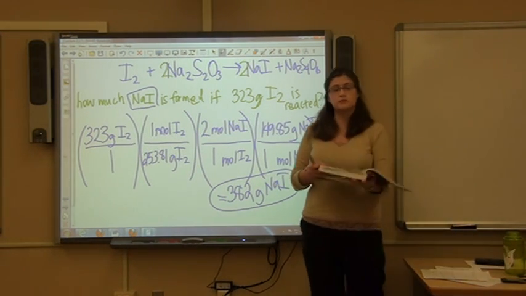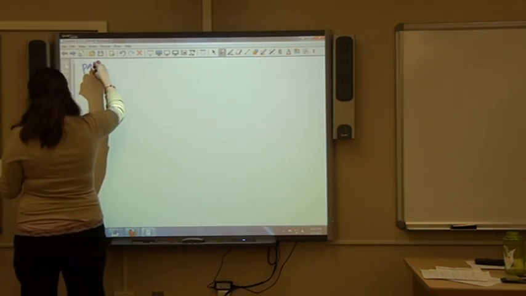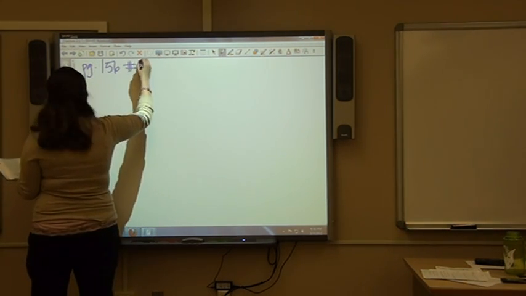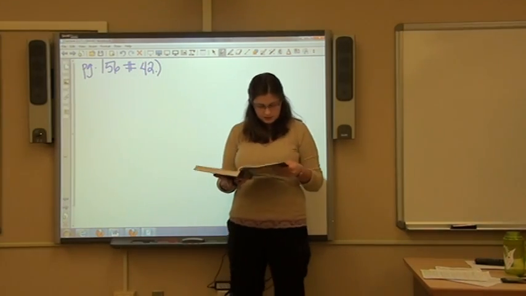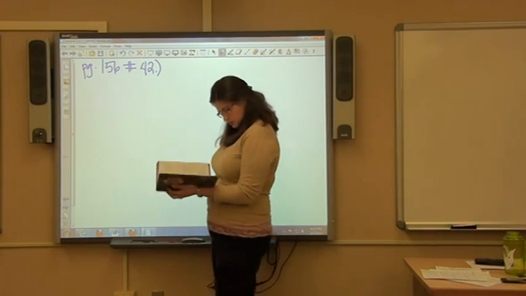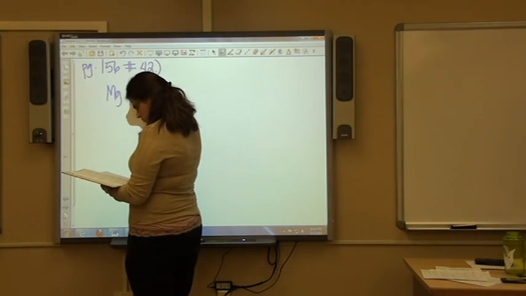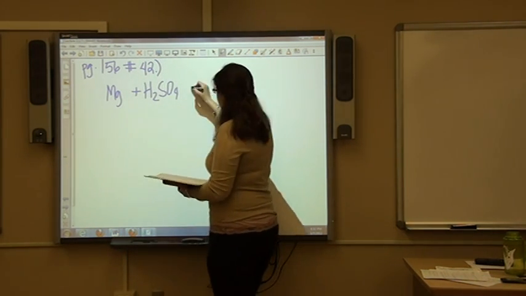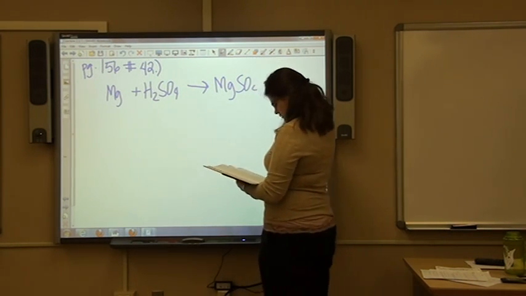Now I want to do one from the book homework together. So this will be page 156, number, we'll do 42. Okay. So it says, magnesium reacts with sulfuric acid according to the following equation. And then it gives this as your equation. Mg plus H2SO4 yields MgSO4 plus H2.